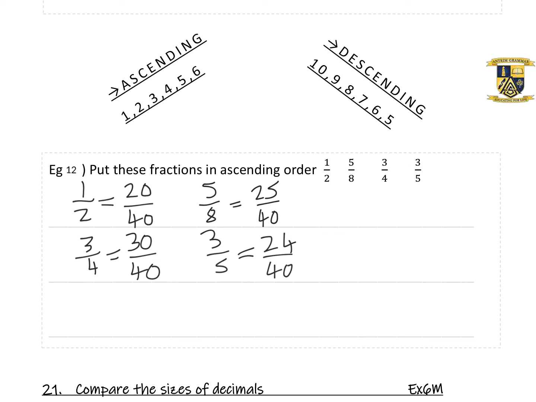We're writing them in ascending order, so that means the smallest first up to the biggest. So the smallest one is the half. Then we have 24 40ths, which is 3/5. Then 25 40ths, which is 5/8. And finally 30 40ths, which is 3/4.